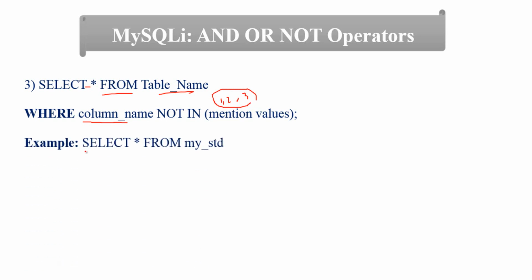So for example, select all the fields from my_std table where student id NOT IN this range. You have to provide a range of ids or range of values for this column. It will display all the records from the database table, but it will not include the records which have id 1, 2, 3. Practically, we understand these theories in Visual Studio Code.